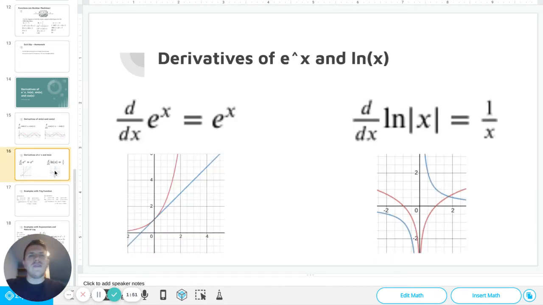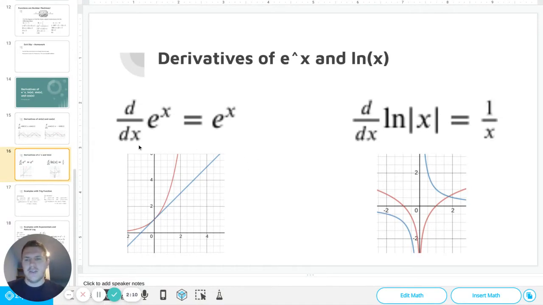If we look at the derivatives of e to the x and the natural log of x, these rules are pretty easy to remember, especially e to the x. The derivative of e to the x is equal to e to the x. And the derivative of natural log of x, as long as we're using the absolute value of x, is equal to 1 divided by x, or 1 over x.